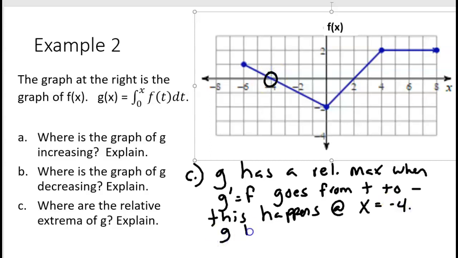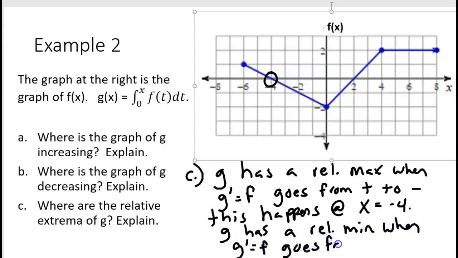Furthermore, we could say g has a relative min when g prime, which is equal to f, goes from negative to positive. This happens at x equals what? 2. At x equals 2, the graph goes from being below the x-axis to above, which means that f is going from negative to positive, which means that g prime is going from negative to positive, and when g prime goes from negative to positive, that means that g has a relative minimum at that point.